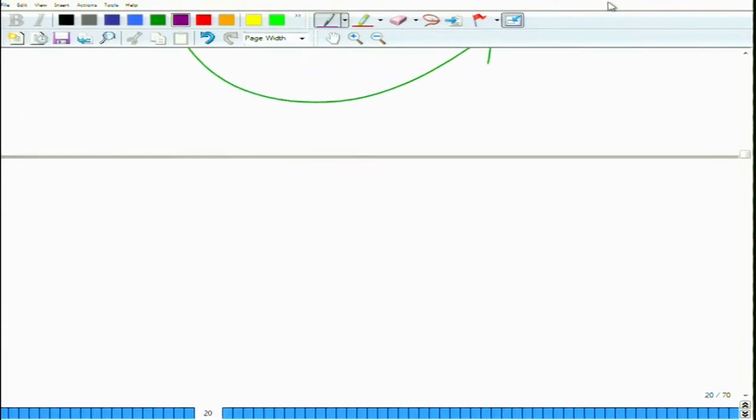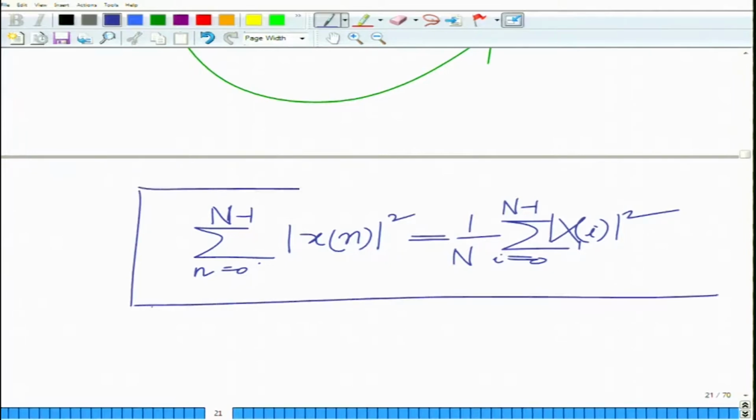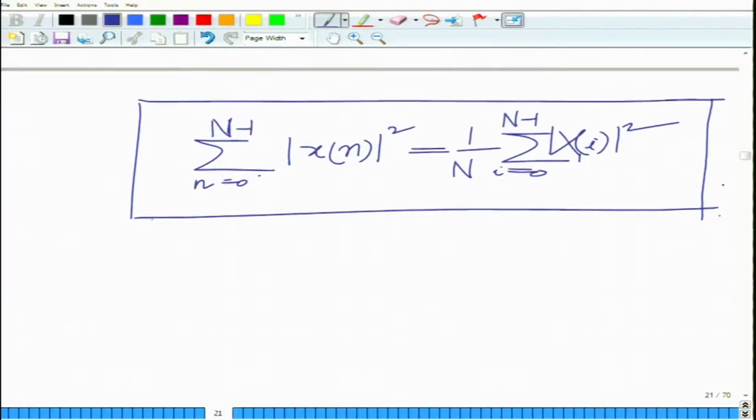So set k equal to 0, and that gives you something very interesting, a very handy relation: summation n equal to 0 to capital N minus 1 of magnitude x(n) squared equals 1 over N summation i equal to 0 to N minus 1 of magnitude X1(i) squared, and this is the Parseval's relation for the DFT. Okay.